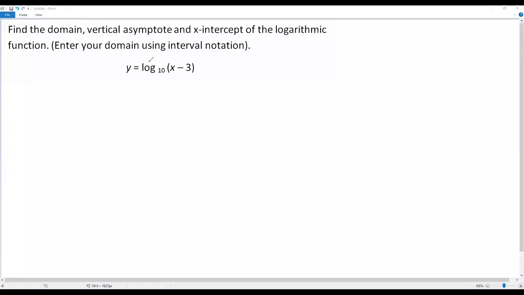Here we have a pre-calculus problem. Okay, let's go to the question. Find the domain, vertical asymptote and x-intercept of the logarithmic function. Enter your domain using interval notation. Here we have a logarithmic function.